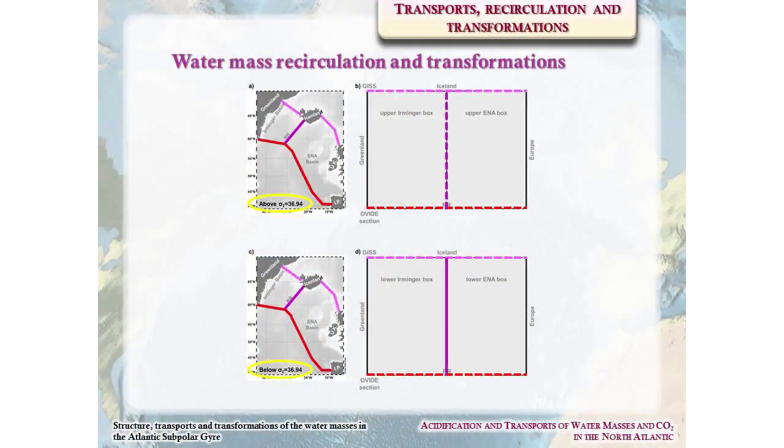Finally, taking advantage of the estimated water mass volume transports, we infer the circulation and transformations that take place in the North Atlantic subpolar gyre. We study these transformations with a two-layer box model between the OVIDE section and the Greenland-Iceland-Scotland sections. The boundary between the eastern and western basins is the Reykjanes Ridge, which is open for the upper boxes and closed for the lower boxes.